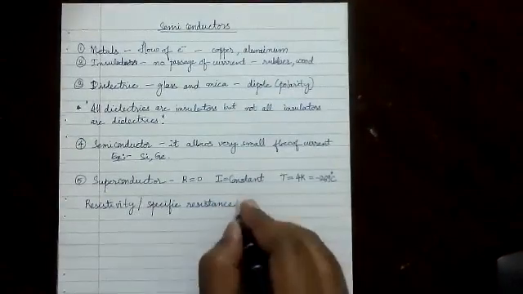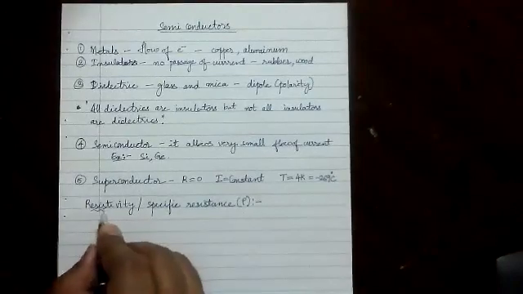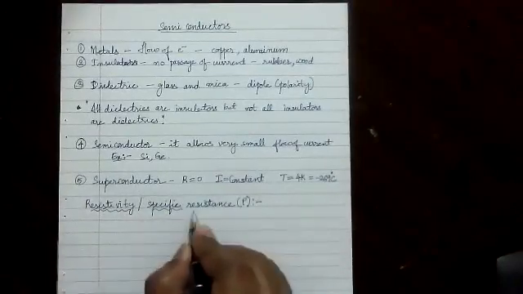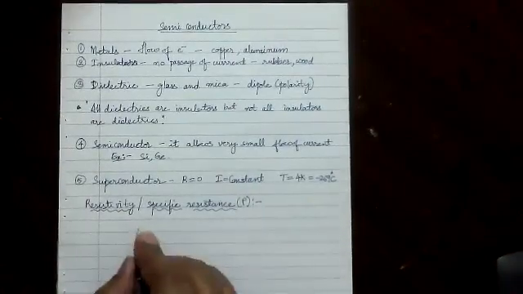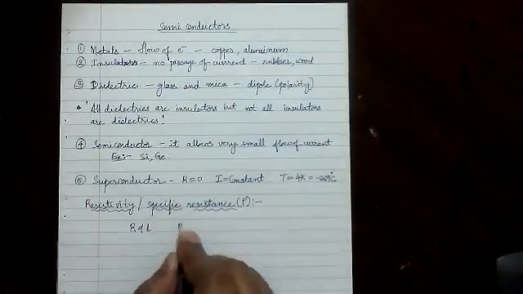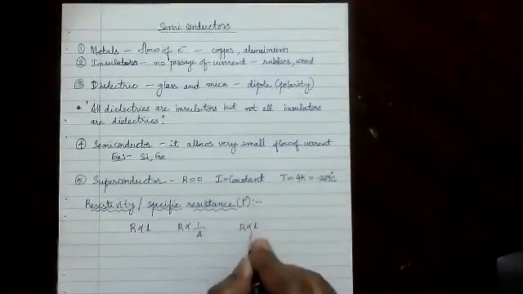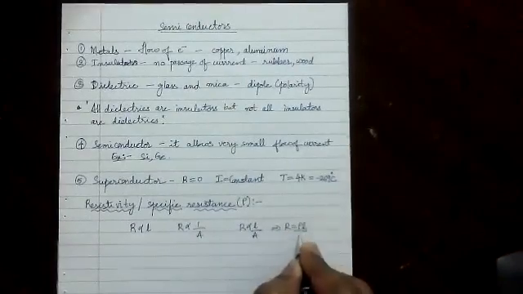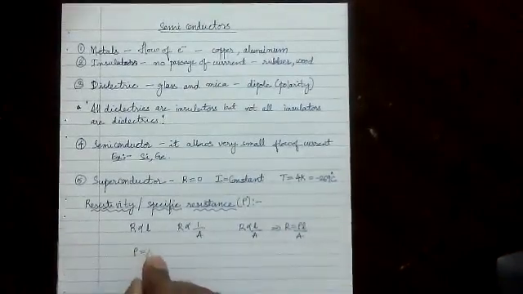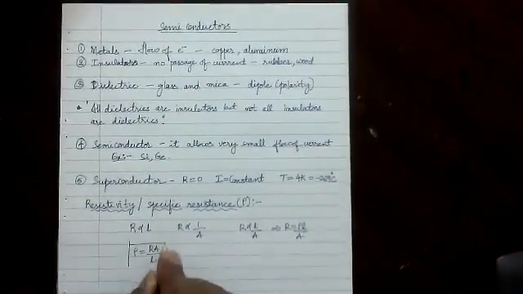Resistivity or specific resistance. What is the meaning of this? We have the formula: R is proportional to L, R is proportional to 1 by A, then R is proportional to L by A, then R is equal to rho into L by A. Then rho is equal to R into A by L. This is the formula for resistivity.